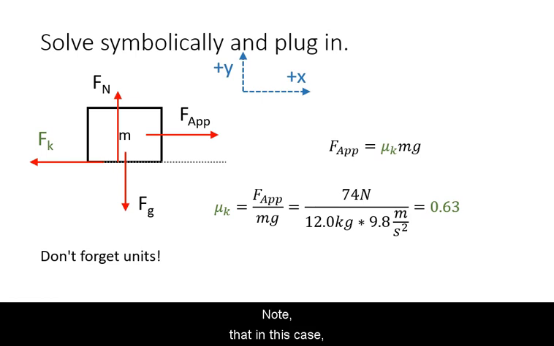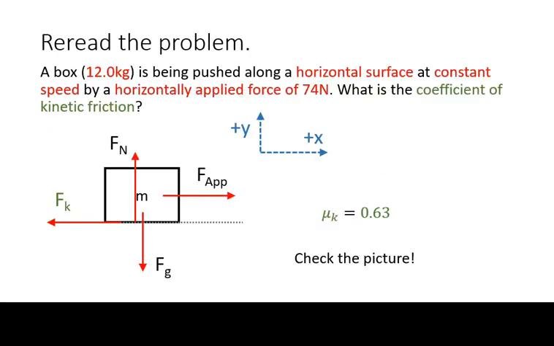Note that in this case, because newtons are kilograms times meters per second squared, the units completely cancel, and we get correctly that the coefficient of kinetic friction is unitless. Don't forget to reread the problem, check the picture, and make sure you have answered the question.